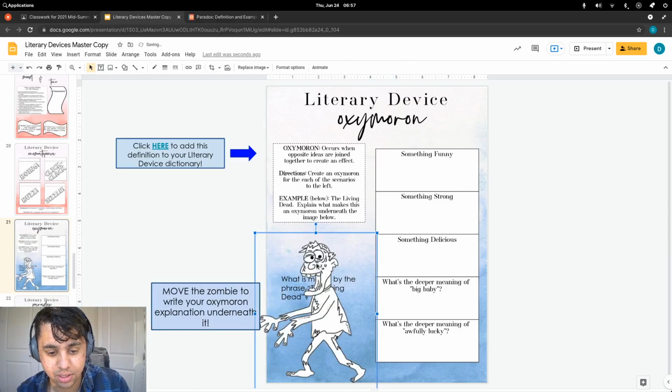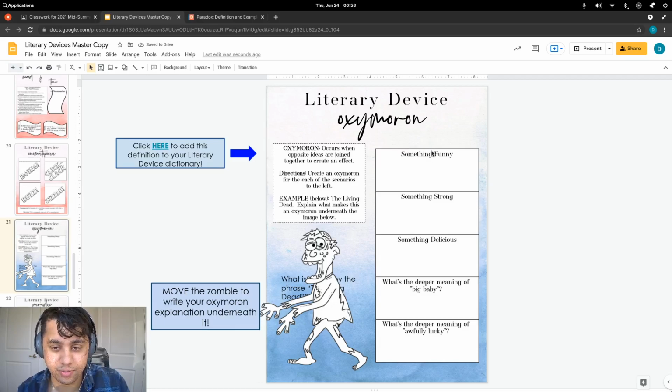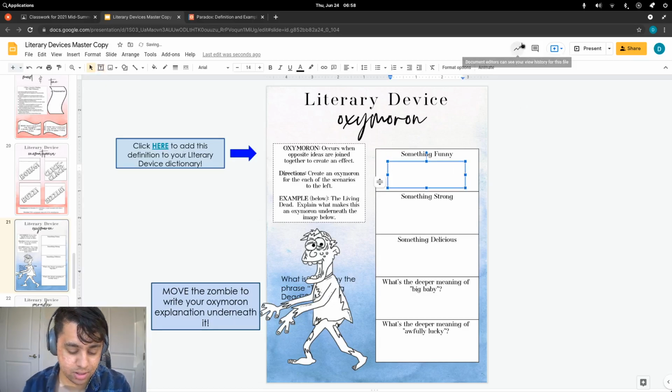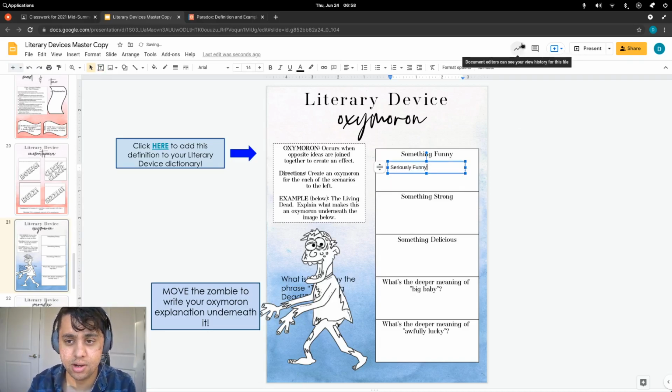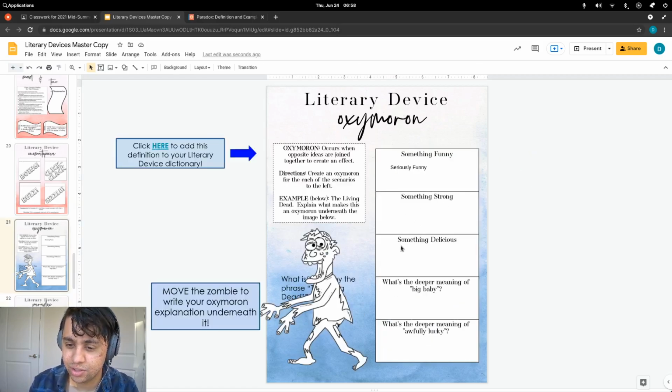And then we're going to be creating our own oxymorons together. So an oxymoron for something funny, we've actually already covered that in our example earlier, but let's go ahead and write that down. Seriously funny. And what makes that an oxymoron? Again, the fact that something can't be both serious and funny. So I want you guys to sit and try to think out some examples of oxymorons here. So something strong, something delicious, something, or I'm sorry, what's a deeper meaning?